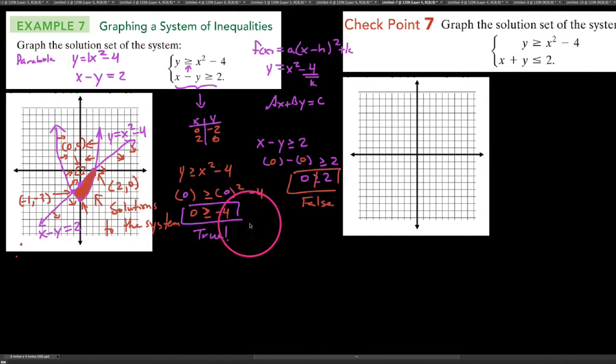I want you to give this a shot on your own now, graphing these two, one linear, one nonlinear, finding where they shade together and labeling it with the solution region.